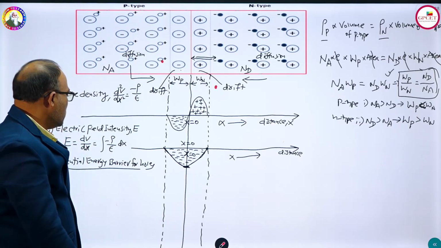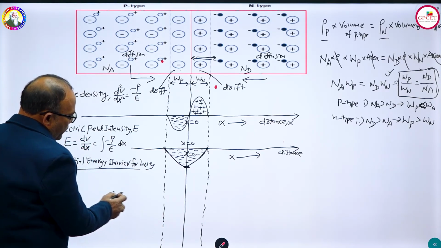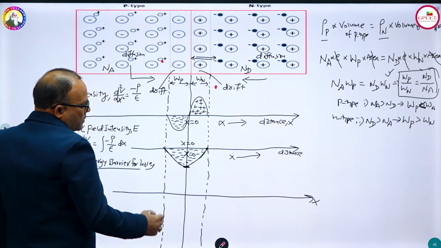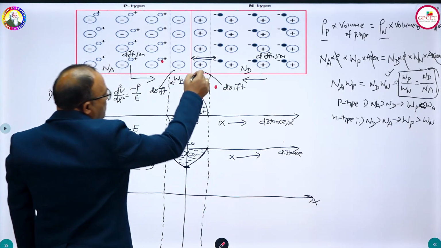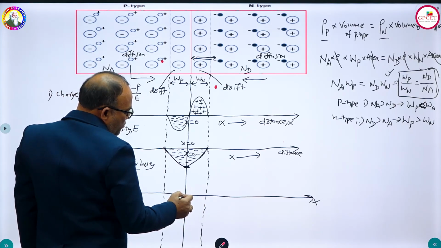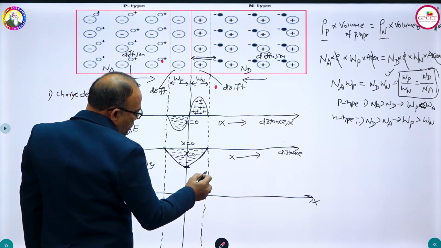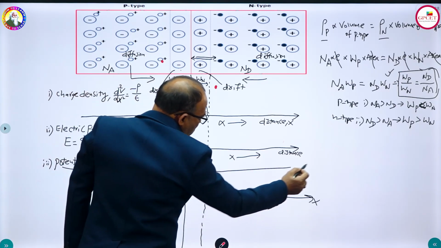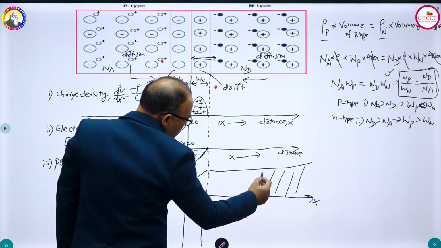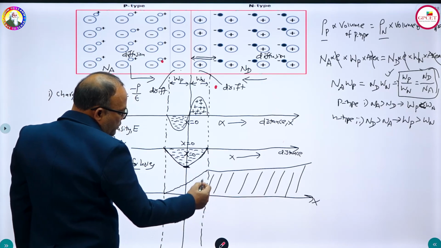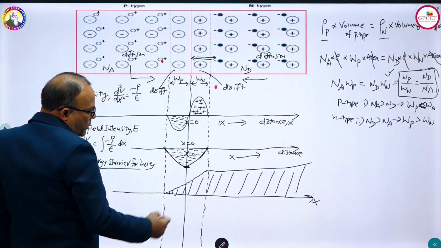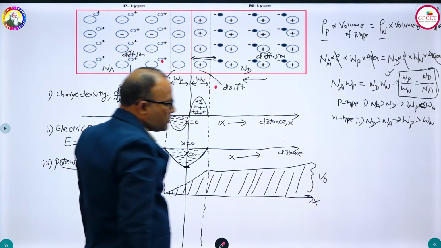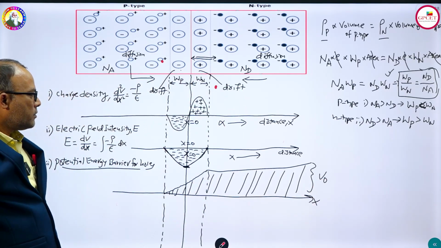So if you draw a graph for that, with respect to distance x, the positive energy barrier is how much? This is all positive, so positive is above the x-axis, so you get a positive energy barrier like this. This is called the potential energy barrier for holes, and this is given by V0.